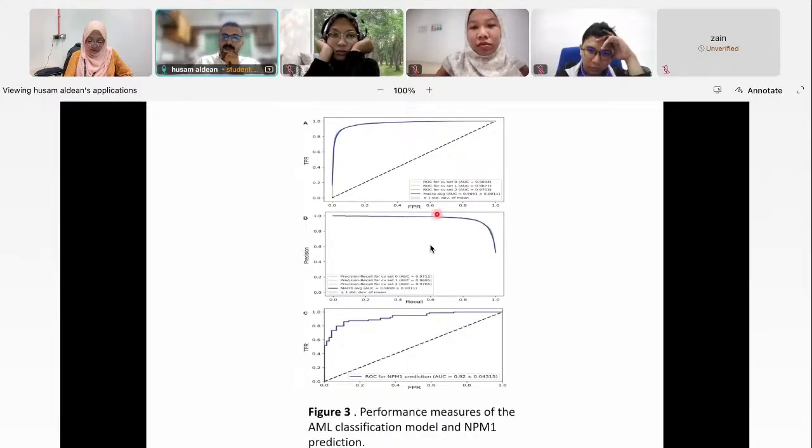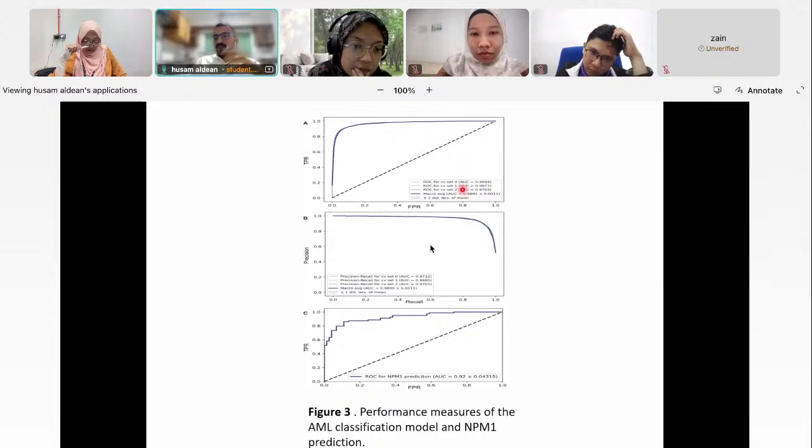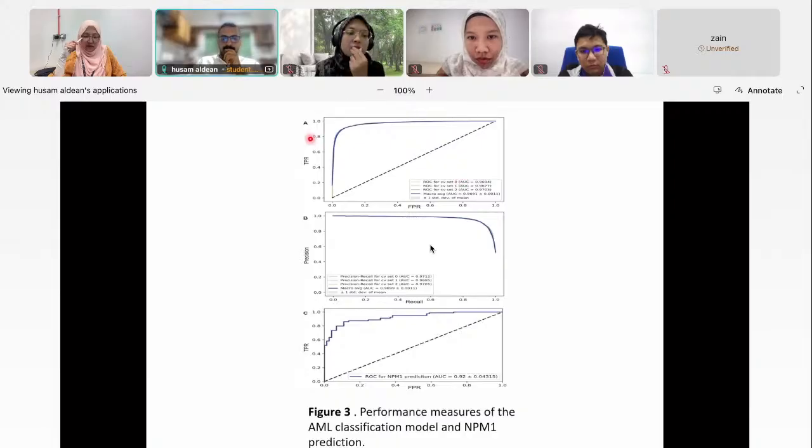So here, for the binary classification between AML and non-AML, we have 0.969, which is 0.97 actually. So the model has good performance to classify AML and non-AML. And B represents the precision and recall. We also left a note for the precision and recall.